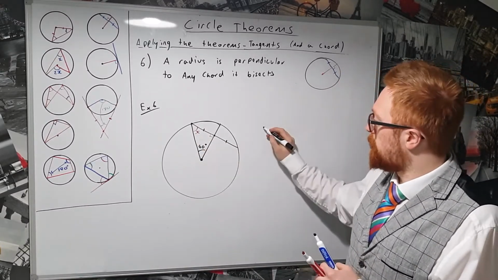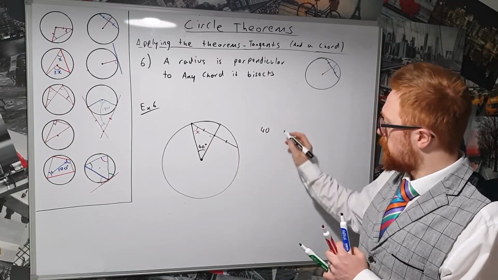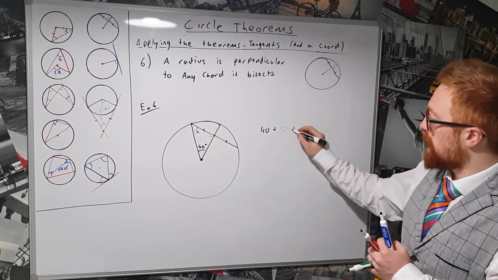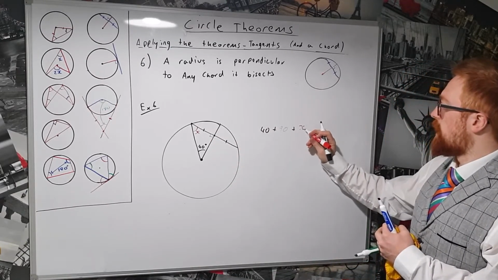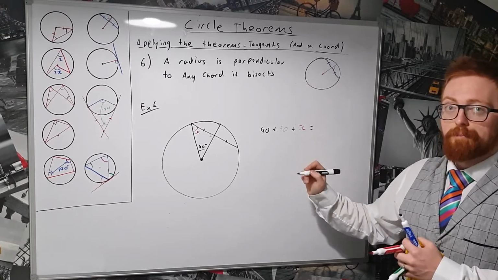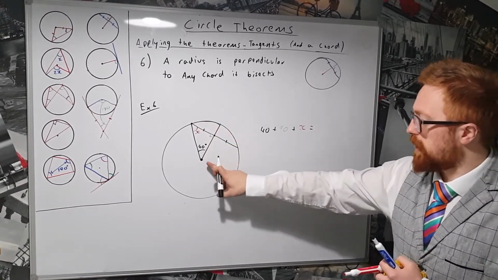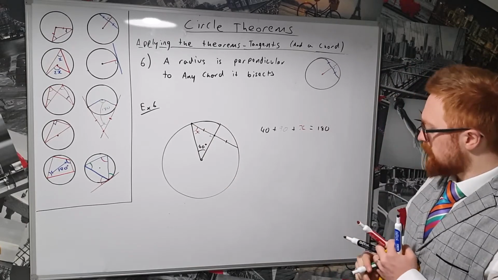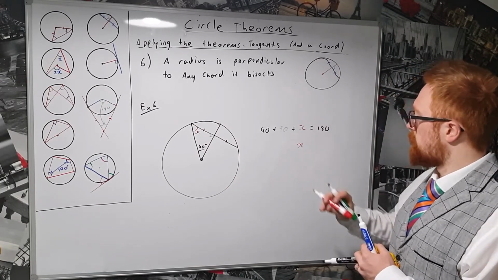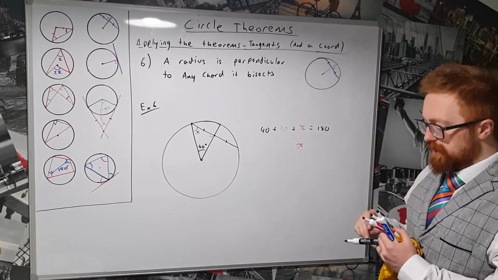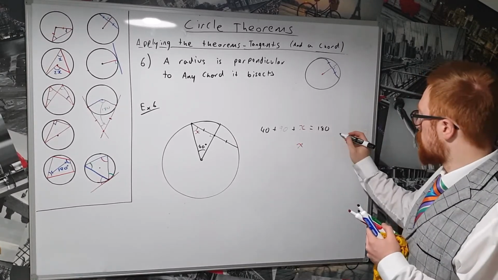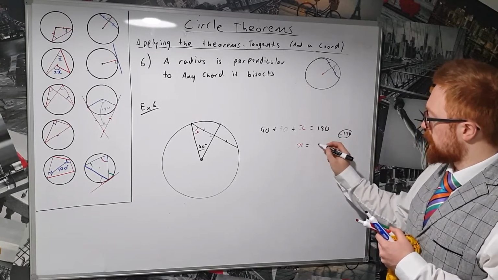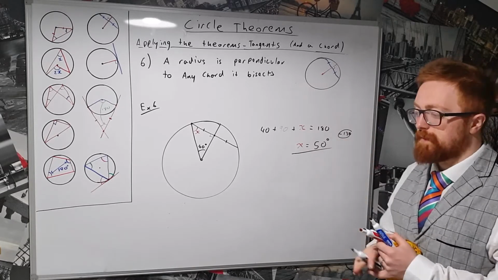So again, I know that for this 40-degree angle plus this 90-degree angle, and plus my value of x has to be equal to 180 because it's in a triangle. So then we can work out what x is without too much difficulty. 40 plus 90 is 130. So if I subtract 130 from both sides, then that gives me x is equal to 50 degrees.